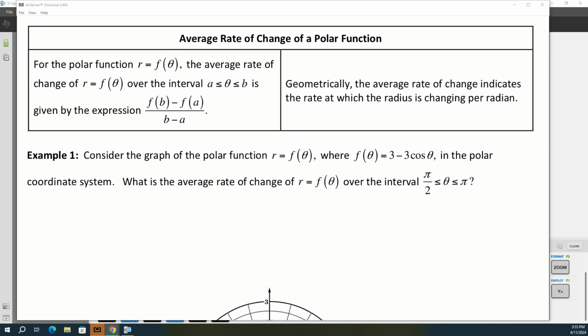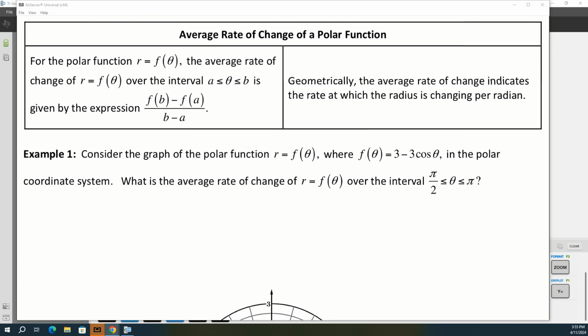It is the same exact formula that we learned earlier in the year and have practiced with many types of functions. If your interval is from A to B, you're going to do f of B minus f of A in the numerator and then B minus A in the denominator. It is important you understand what we're doing geometrically. Geometrically, the average rate of change indicates the rate at which the radius is changing per radian.